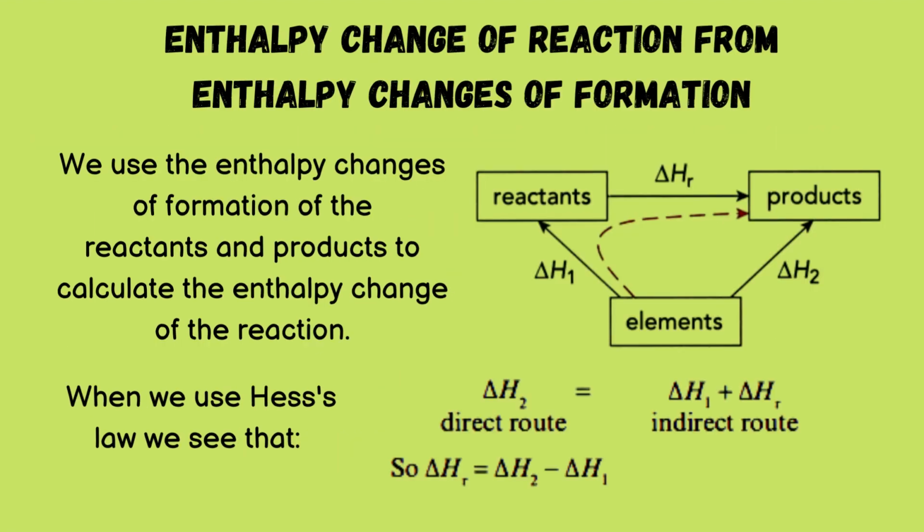The first one is enthalpy change of reaction from enthalpy changes of formation. We use enthalpy changes of formation of the reactants and products to calculate the enthalpy change of the reaction. Reactants gives products is delta HR. As you can see here in this picture, delta H2, which is a direct route, is equal to delta H1 plus delta HR, which represents the indirect route. When we use Hess's law, we see that delta HR equals delta H2 minus delta H1.